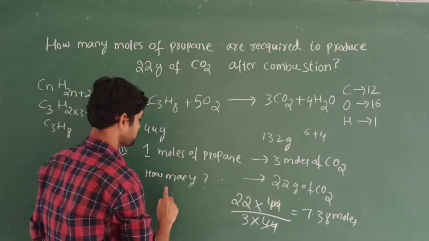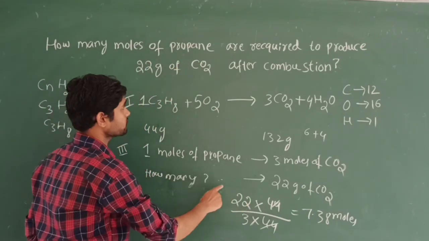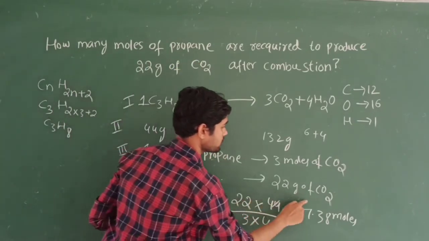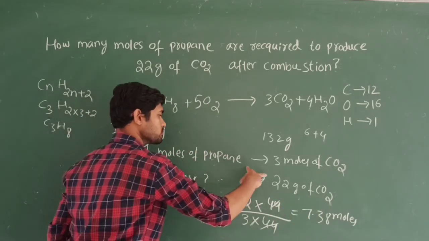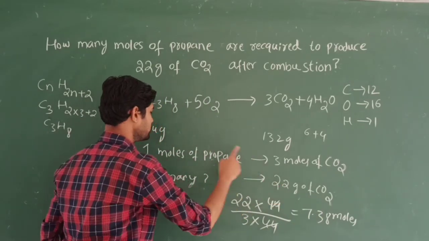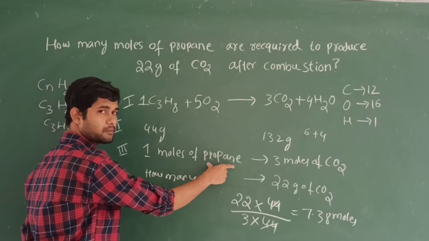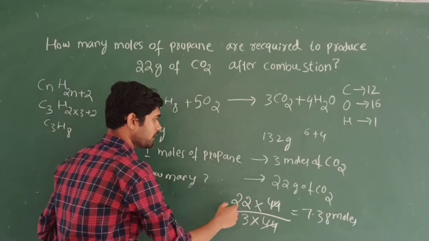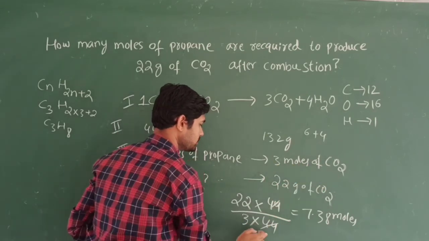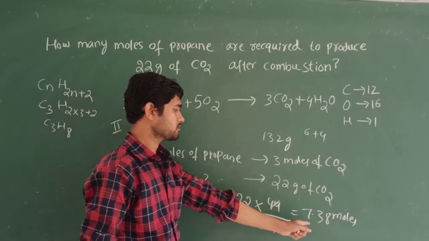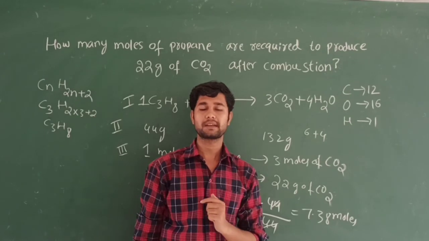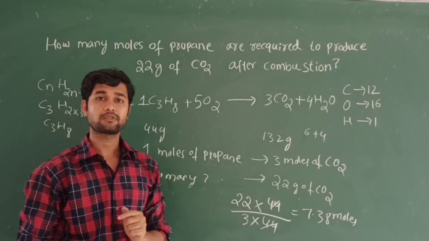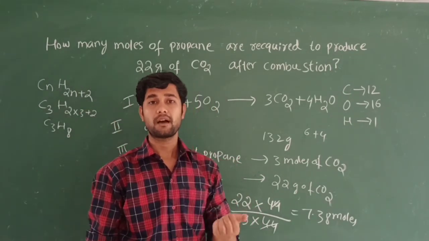How many moles of propane are required to produce 22 gram of carbon dioxide? So when you cross multiply, 22 into, what is the molecular mass of propane? That is 44. 22 into 44 divided by 3 moles of carbon dioxide, 3 into 44. After this calculation, we are going to get 7.38 moles of propane, which is required to produce 22 gram of carbon dioxide.